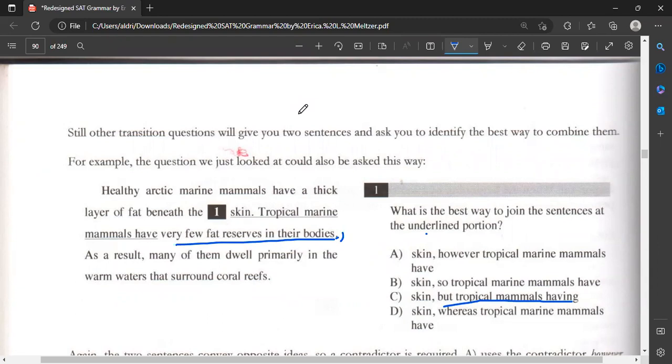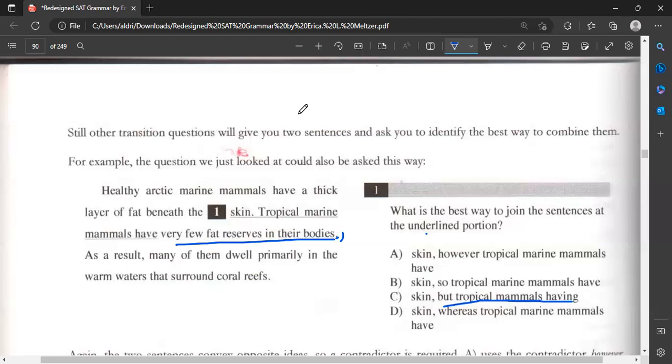So but tropical mammals having very few fat reserves in their bodies, comma, will need to stay in warmer places. Maybe that would have been acceptable. But you can't say but tropical mammals having very few fat reserves in their bodies, and then you stop. It sounds like there's missing information. It's like me saying, having been a fast runner, having been a fast runner, what? Having been a fast runner, I had received many medals, and then that's more complete. So that's the reason why C is wrong. C sets off a fragment, and then we can't have a period, a full stop there.